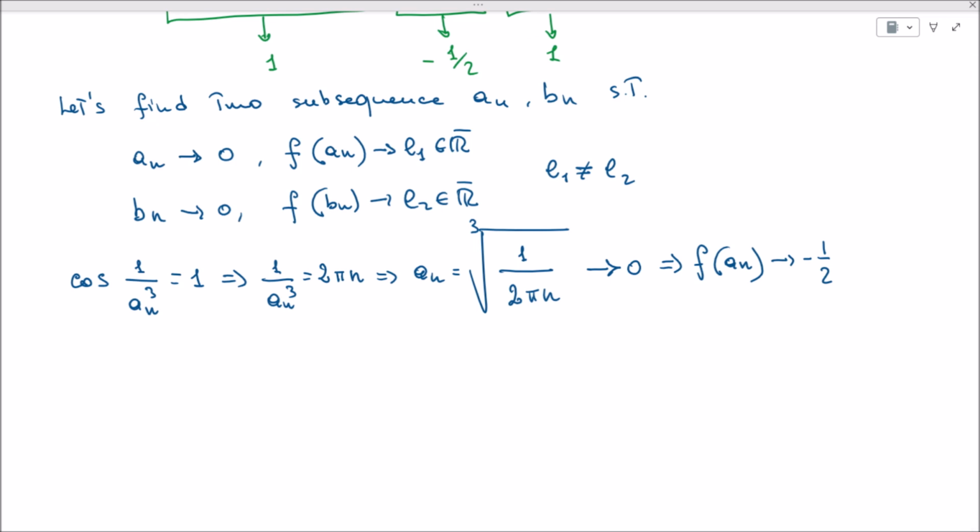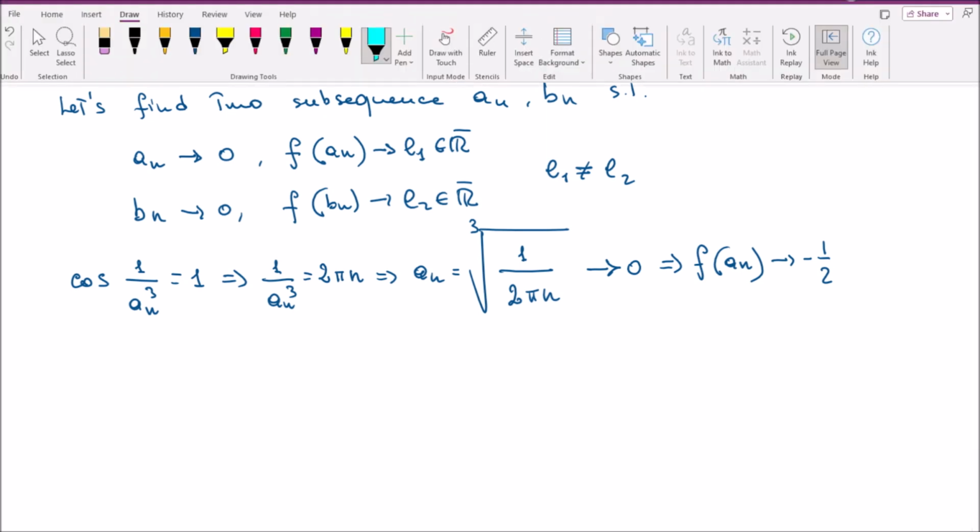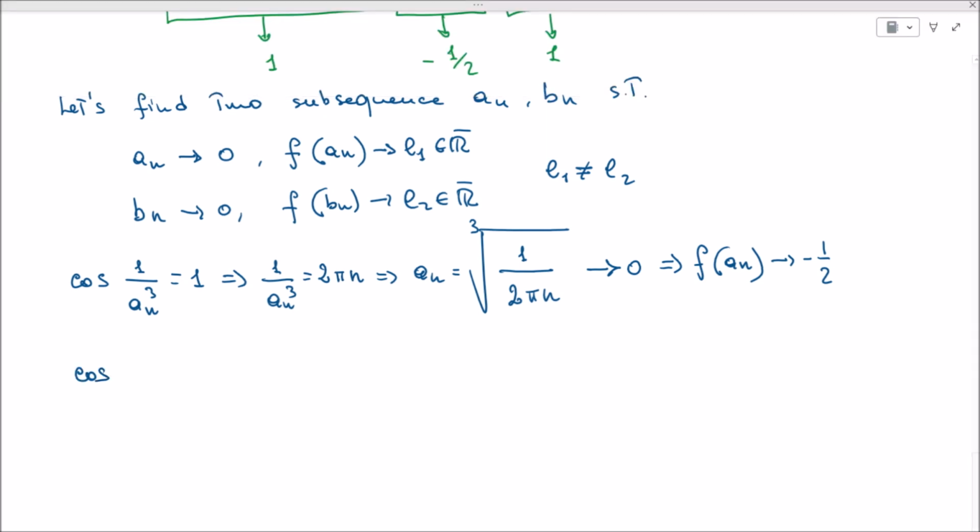Now let's find another sequence, bn, where the cosine of 1 over bn to the cube is equal to minus 1, okay? So that implies that 1 over bn to the cube is equal to... when is the cosine equal to minus 1? Well, when the argument of the cosine is 2n plus 1 times pi.